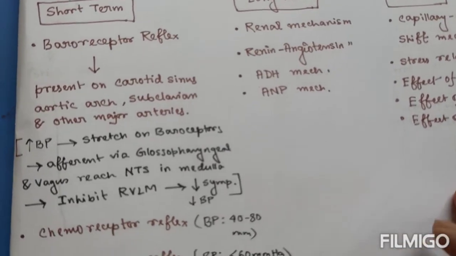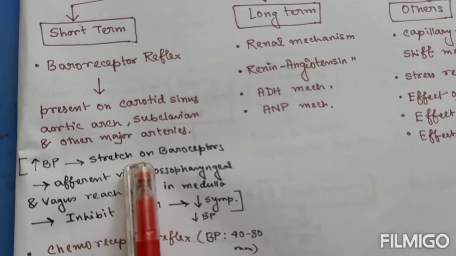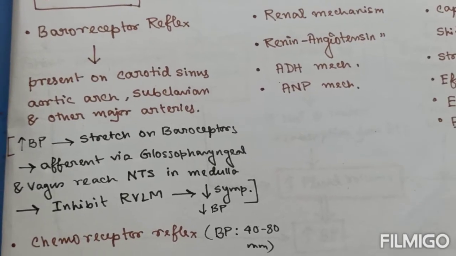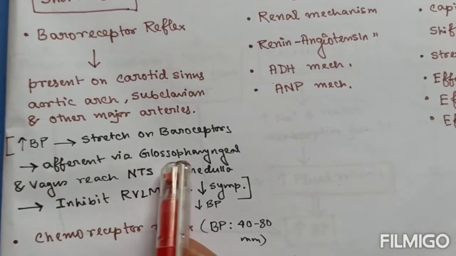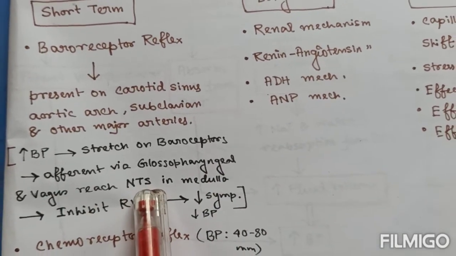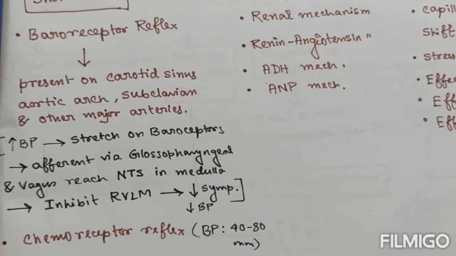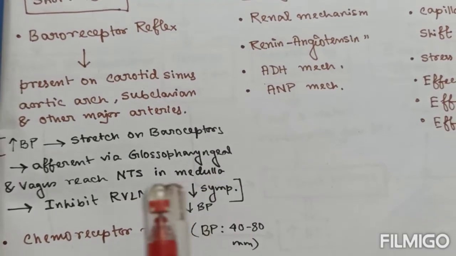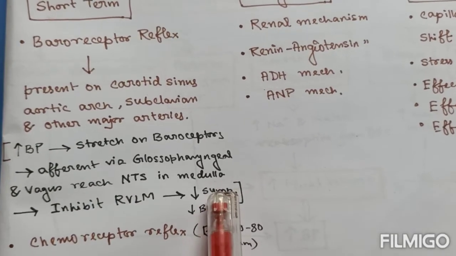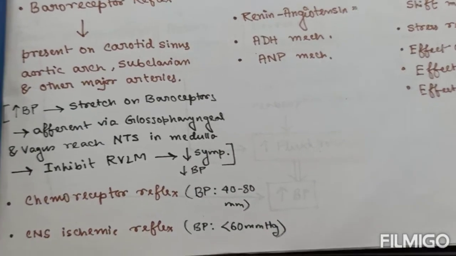It is nothing but when blood pressure rises, there will be stretch on the baroreceptors present on these major arteries, and this will send afferents via the glossopharyngeal and vagus nerve to the nucleus tractus solitarius in the medulla. And here it will inhibit the RVLM, thereby reducing the sympathetic discharge, and thereby BP will be reduced.